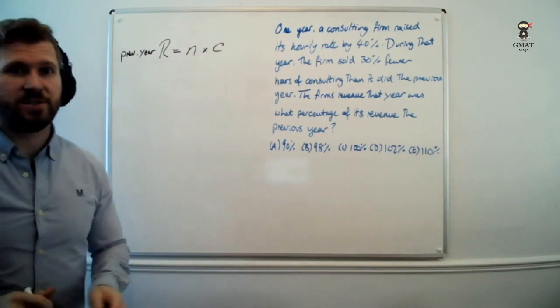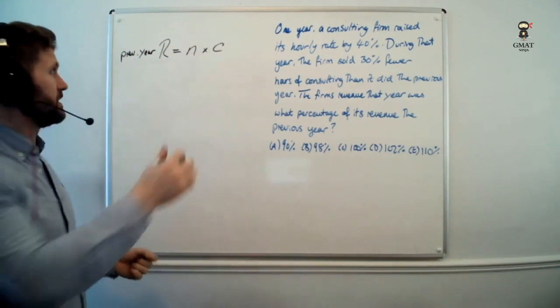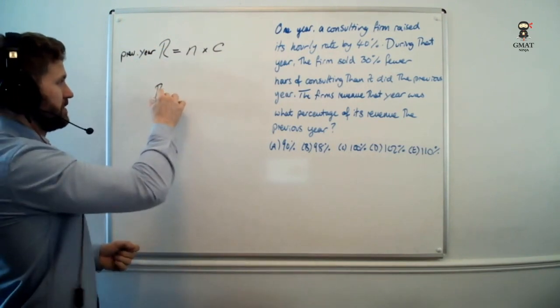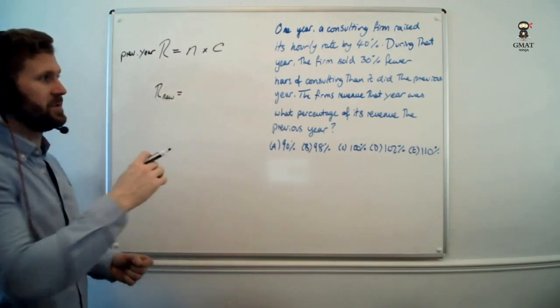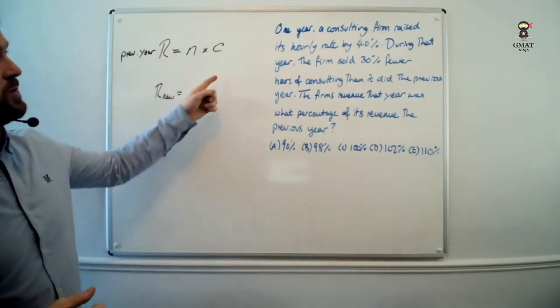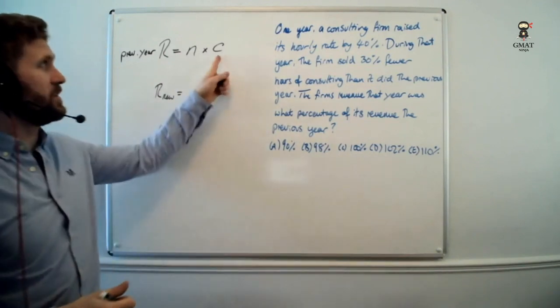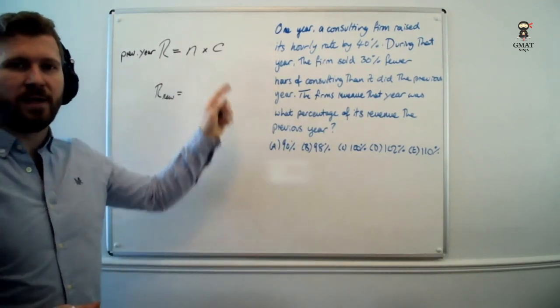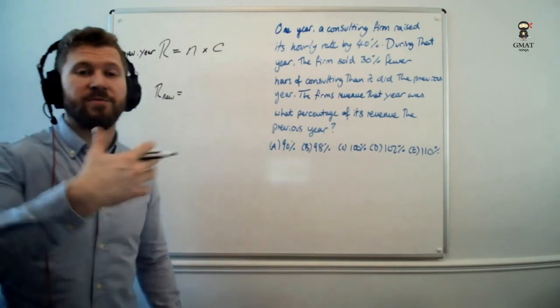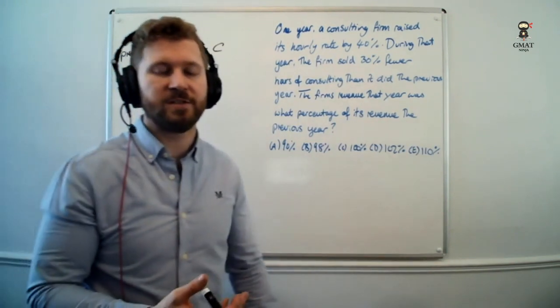And I'm going to make some changes and see what the revenue's like in the new year. So I'll still use the revenue, but we'll say this is the revenue for the new year. Now, during this year, the firm raised its hourly rate by 40%. So we could look at the cost value. The cost value in our new year is going to be 40% higher than it was the previous year.